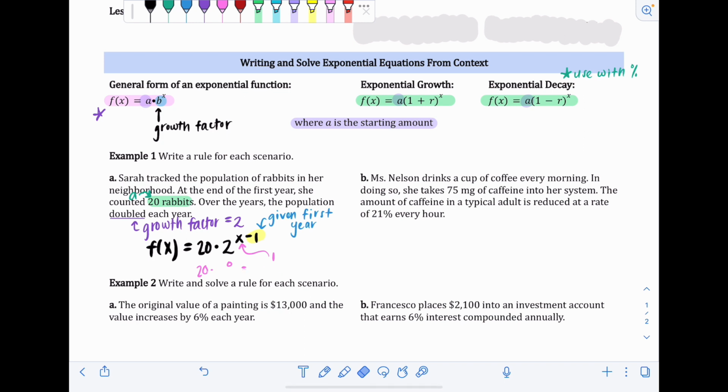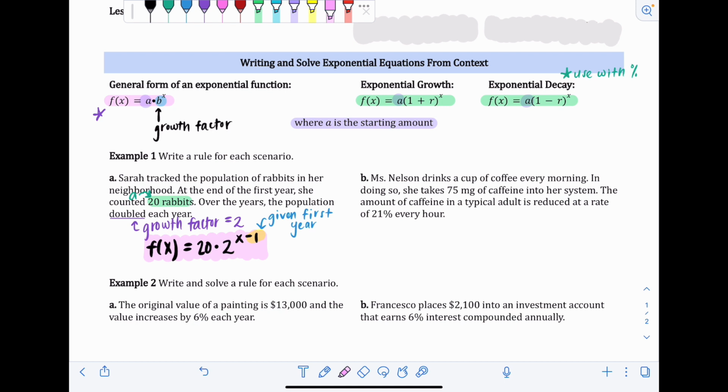You don't always have to do x minus 1 as your exponent as opposed to just x, but typically when you're given that first year, you have to do that to make sure that your first year actually does match up with your function. So our final rule will be f of x equals 20 times 2 raised to the x minus 1.